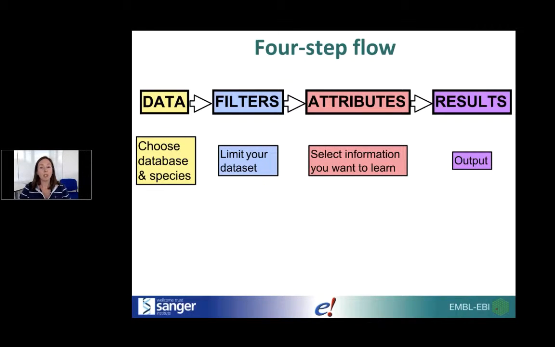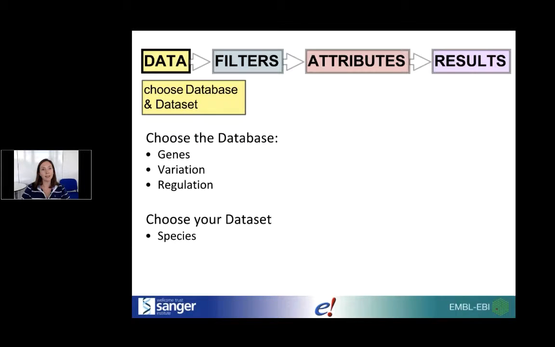So now I'm going to introduce you to how you build your BioMart query. It's a really simple 4-step flow. So first of all, you choose the data, and that's the database and species. Then you pick your filters, so that's limiting the data set, so narrowing it down from just the species. Then you choose your attributes and then your results. So I'm just going to talk to you a little bit more about what each of those is.